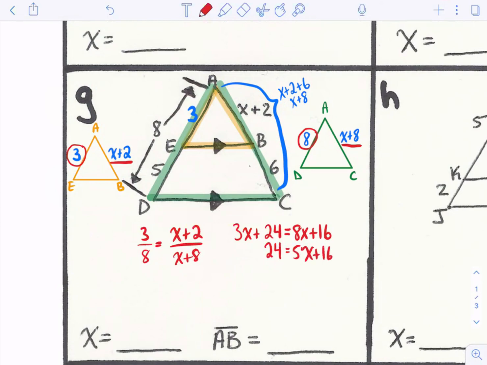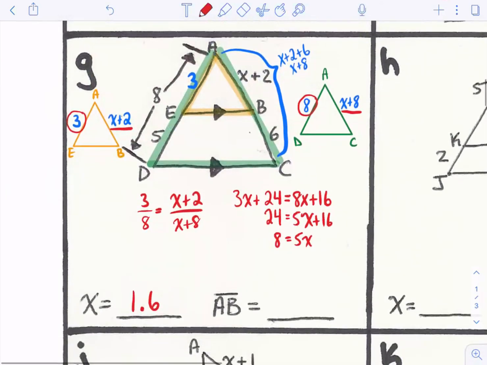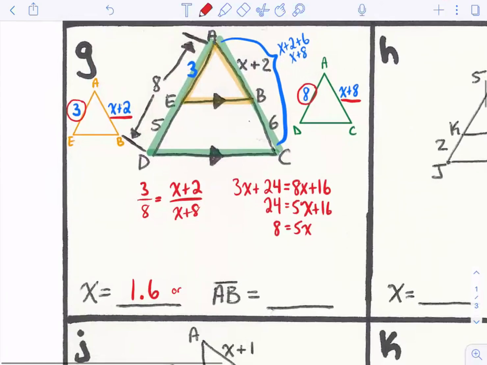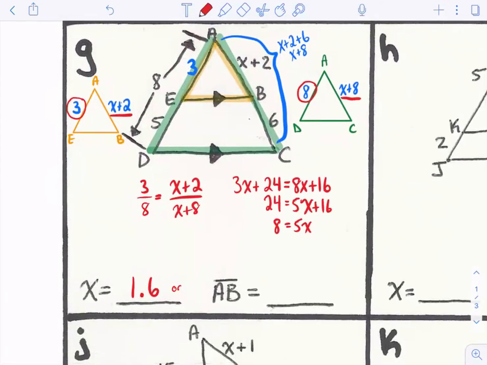And then subtract over the 16. So when I do 24 minus 16, I get 8. And then divide by 5. And when you divide by 5, you get either 1.6, or some of you might leave it as 8/5. Either answer is acceptable because they're both equivalent.